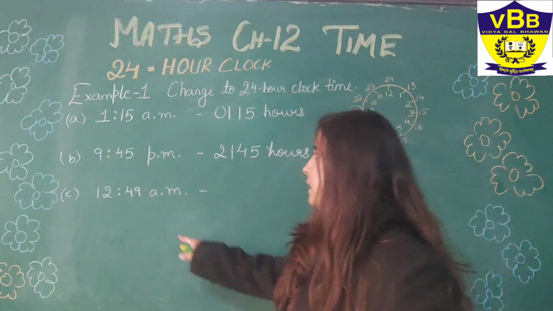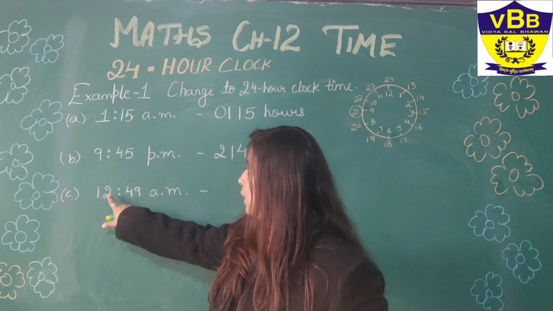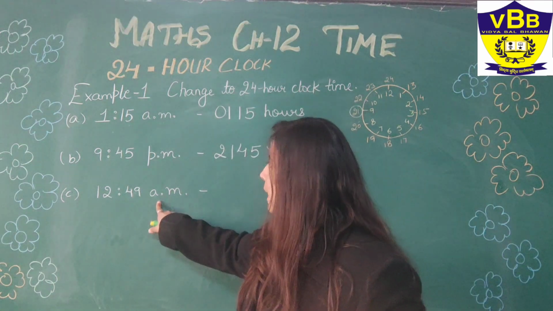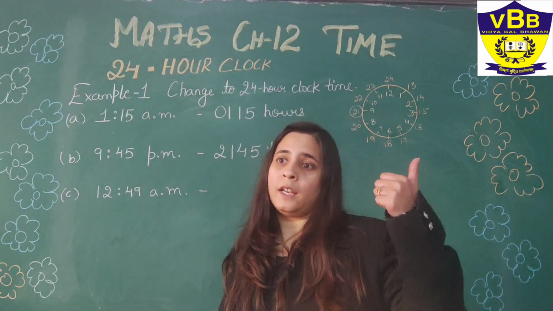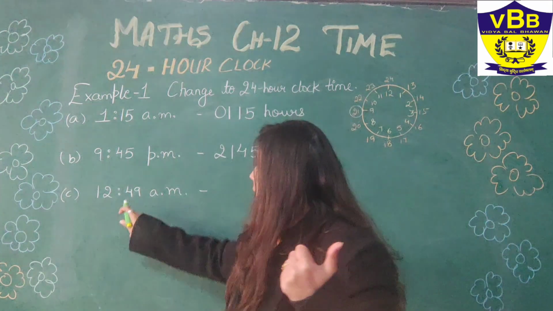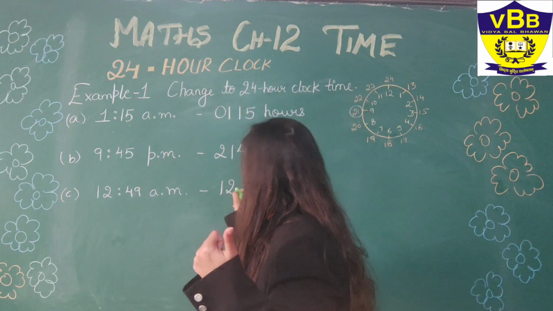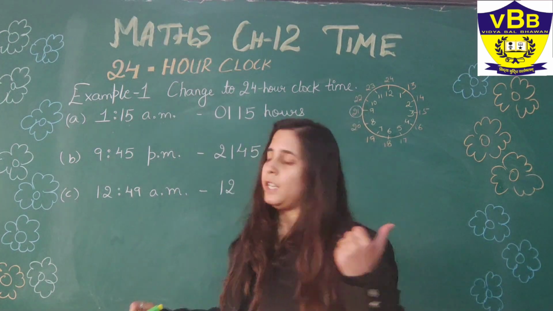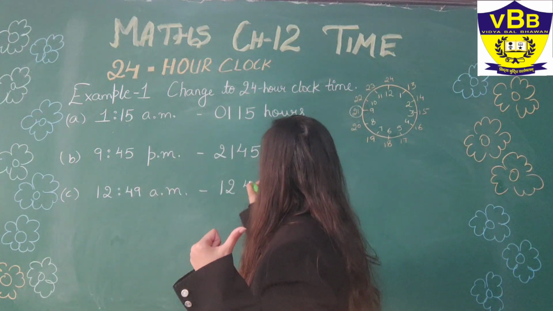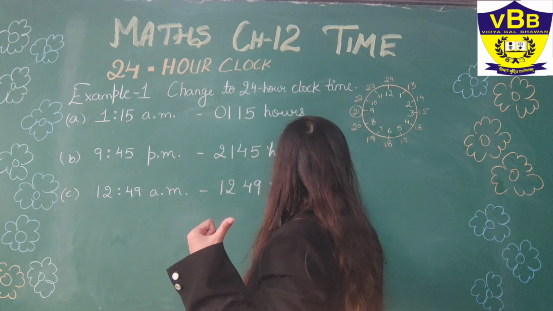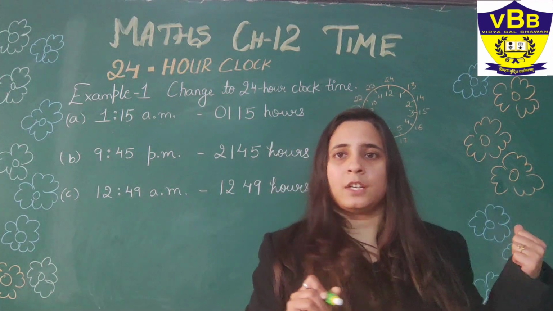Now let's see the C part. C part is saying 12:49 a.m. It's the midnight time, right? 12:49 a.m. 12 will be written 12 only. For a.m. we don't need to change the timings and 49 will become 49. 12:49 hours. I hope this is clear to you all.